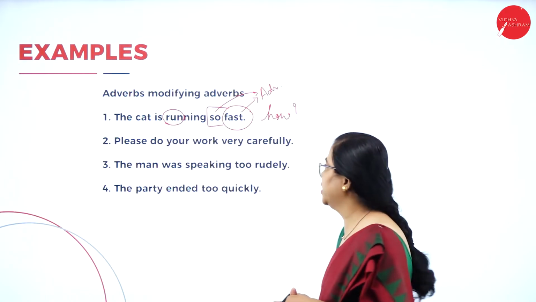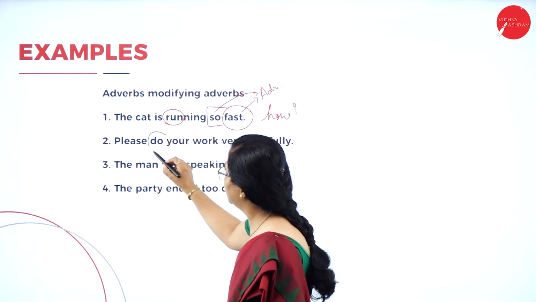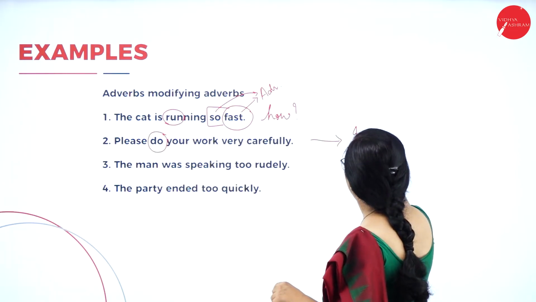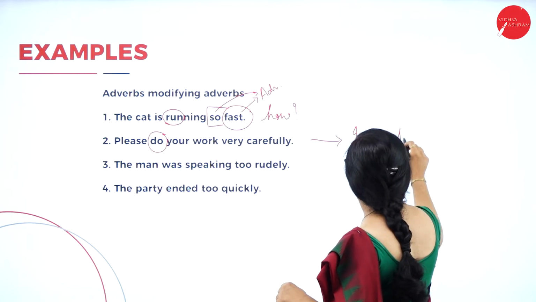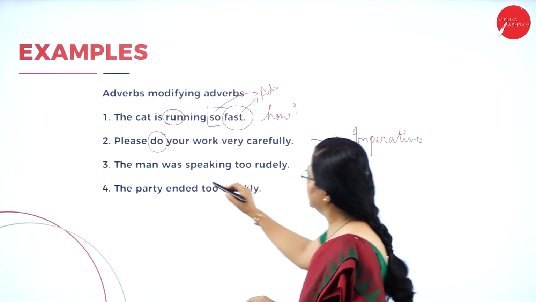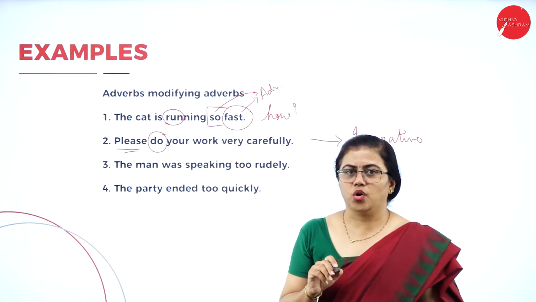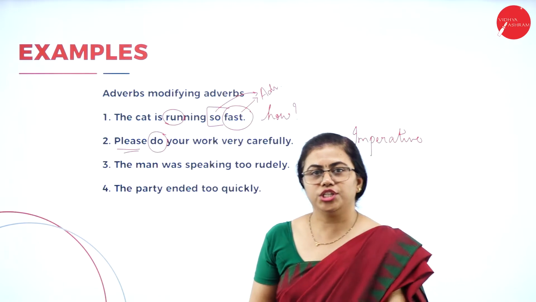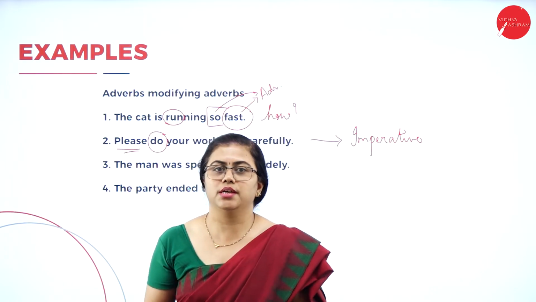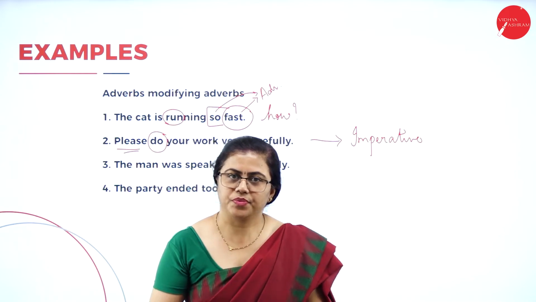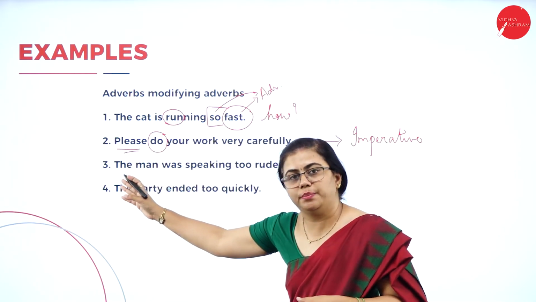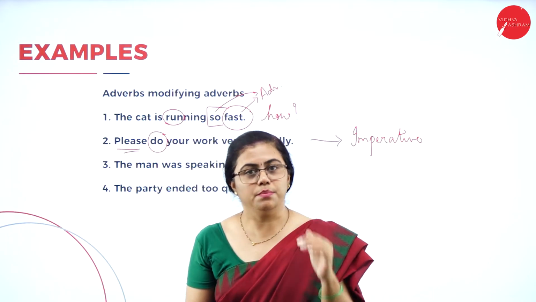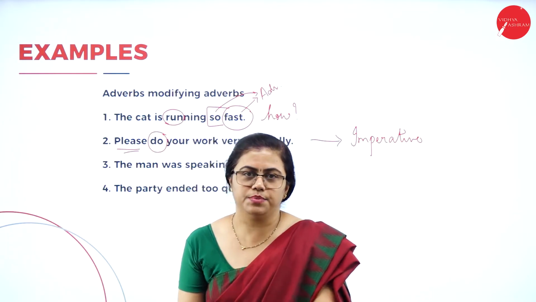Please do your work carefully. What is the verb? Do. This is actually an imperative sentence. Why is it called an imperative sentence? You already know this is a request. Those sentences which tell us about requests, orders, wishes, instructions, all these are called imperative sentences. Isn't it? So it is starting from this word please, which is a request. So this is an imperative sentence and an imperative sentence will not have a subject in it.